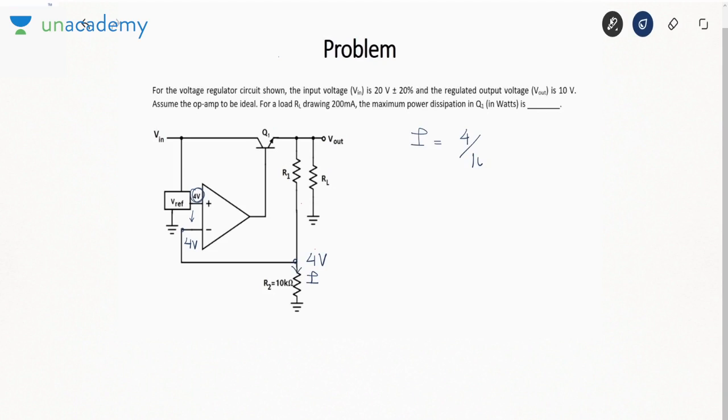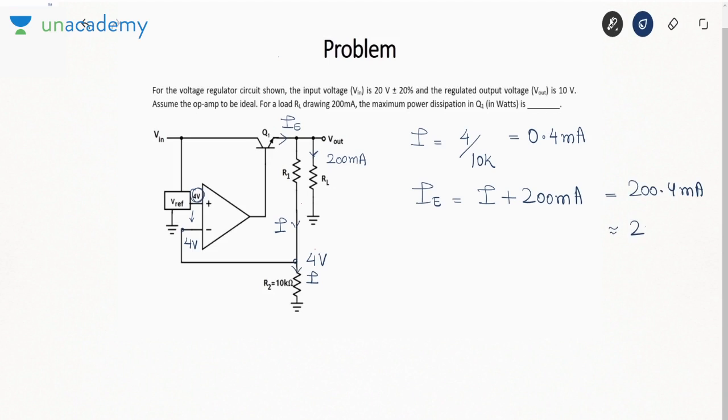I is 4 by 10 kilo ohm, or you can say 0.4 milliampere. This is the same current that flows in R1. Okay, 0.4 milliampere. What is the current here? The load is requiring 200 milliampere. That means the total current here, the ammeter current, is I plus 200 milliampere, that is 200.4 milliampere, and I'll approximate it as 200 milliampere.